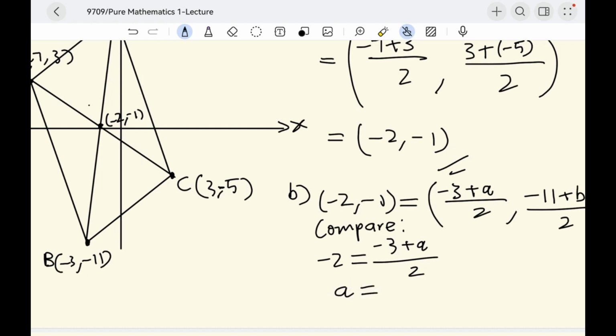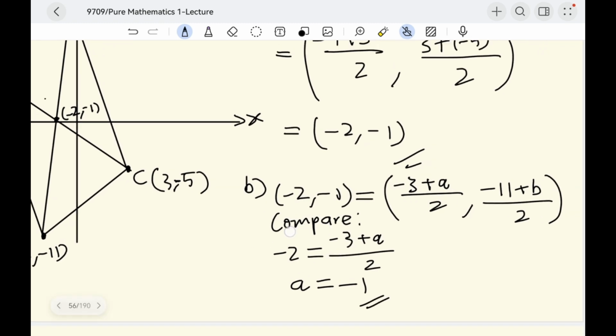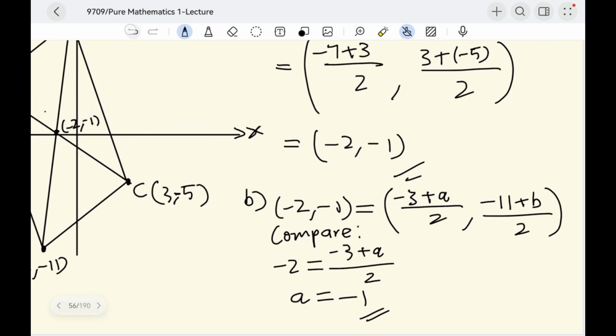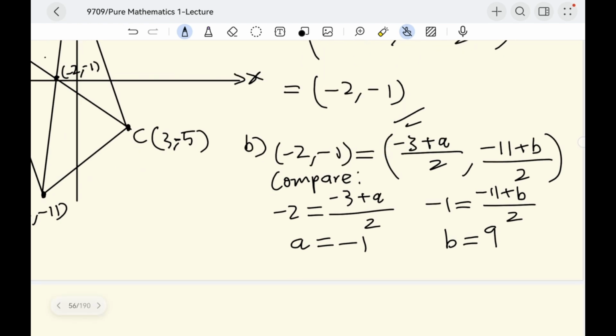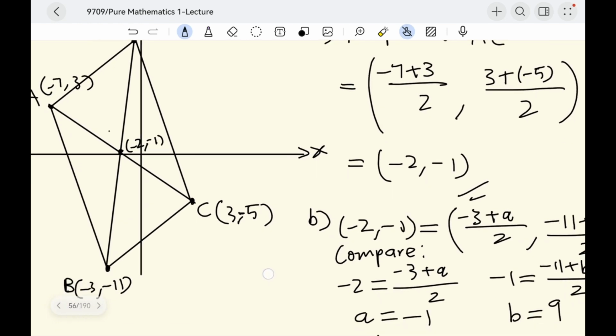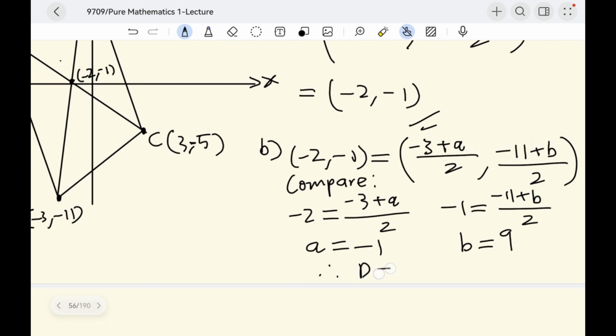So for A, I have -1. Okay, this is not the final answer. So for B, I have 9. Okay, therefore the coordinates of D are (-1, 9). Okay, that's all for part B.